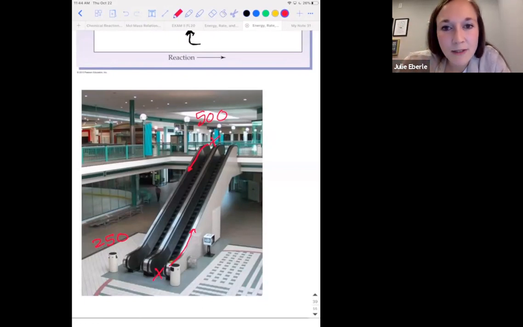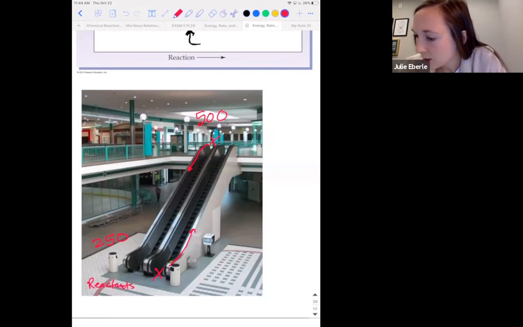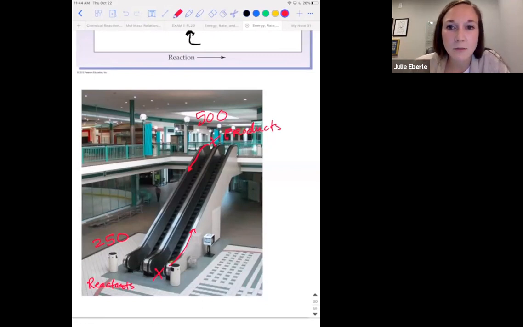That's what equilibrium is essentially saying. Okay, let's pretend that this is the reactant side, and let's pretend up here is the product side. I know this is a silly analogy, but I really do think it can help. It just means that you're making your reactants and your products at the same time.